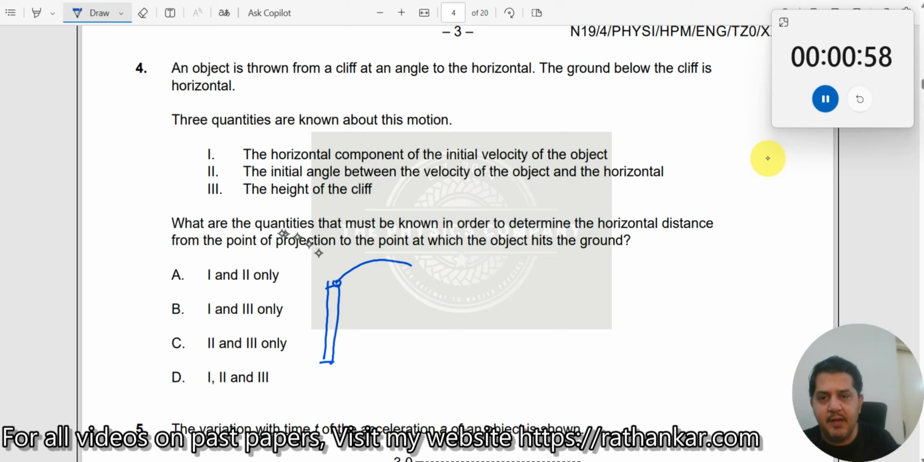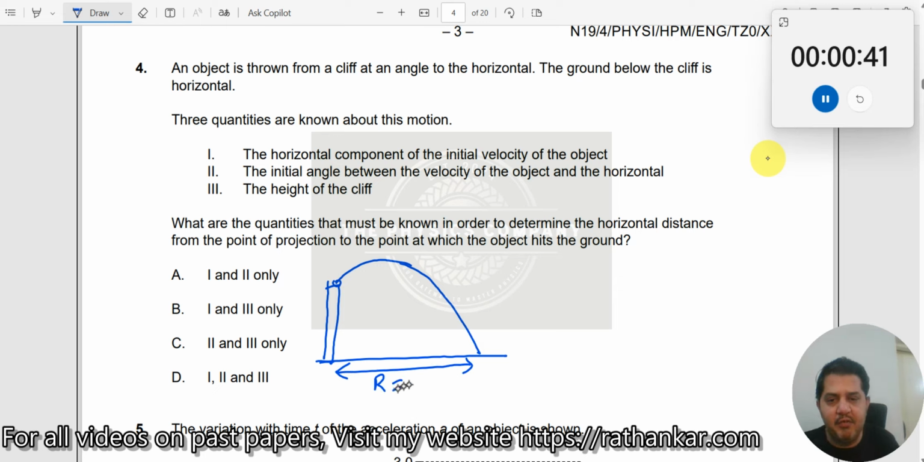So these are given. What are the quantities that must be known in order to determine the horizontal distance from the point of projection to the point at which it hits the ground? So it means now it will hit the ground like this. You have to find this value of R here. Very simple problem, right? We already use this one here. R is equal to what? Ux into t. So this we use in horizontal projectile motion.